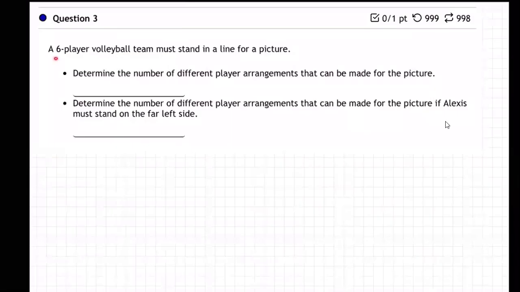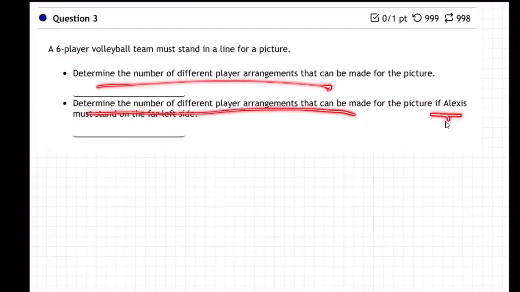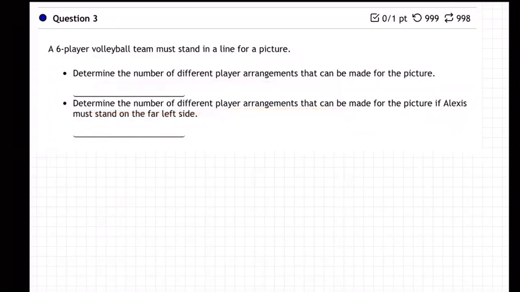Okay, a 6-player volleyball team must stand in a line for a picture. Determine the number of arrangements, and then also determine the arrangements if Alexis must stand on the left. All right, so you might have a different number there. Okay, so how do we do it?